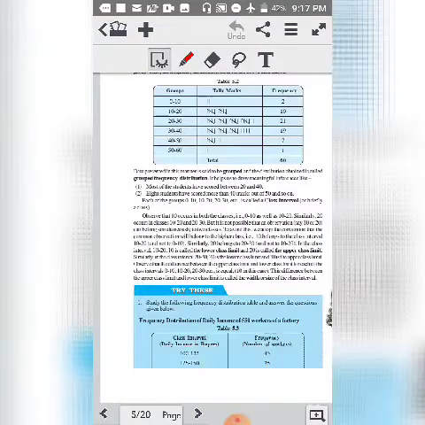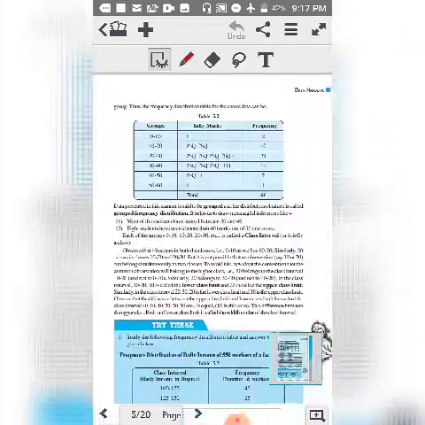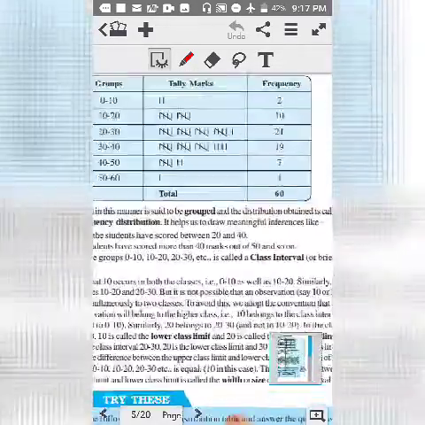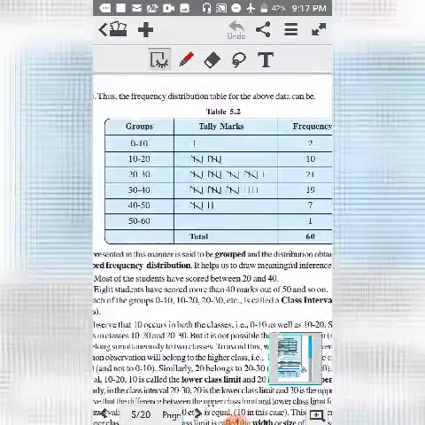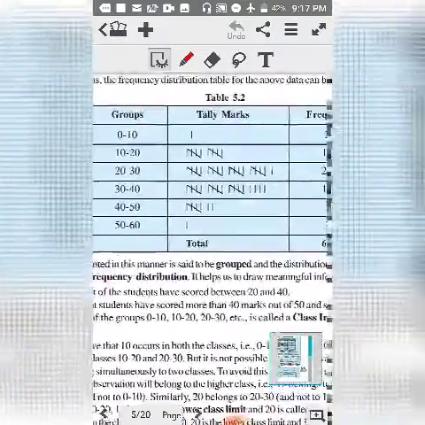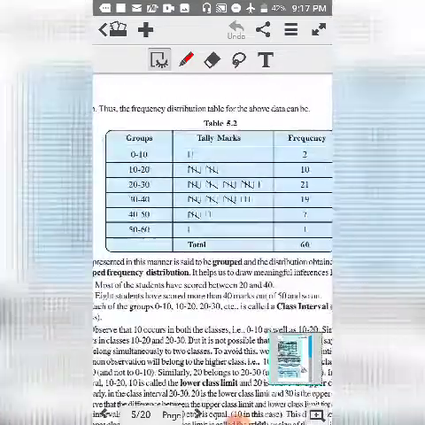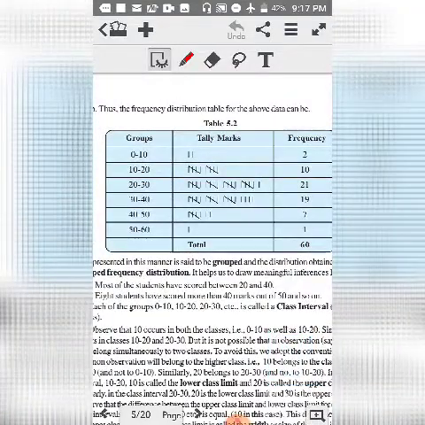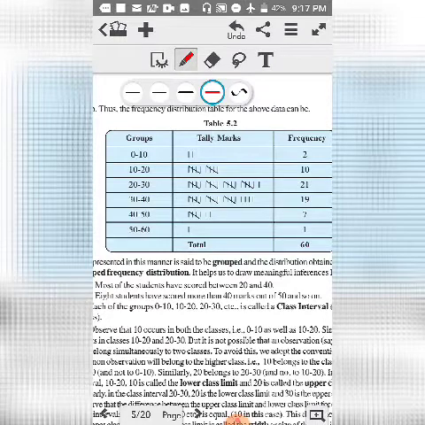So this can be shown like this. Here, a group is made, 0 to 10. Now what does 0 to 10 mean? 0 to 10 means all the students who have scored marks between 0 and 10. So for tally marks, we will count how many students have scored from 0 to 10 and put a number here. So 1 means only one child has got marks between 0 and 10.